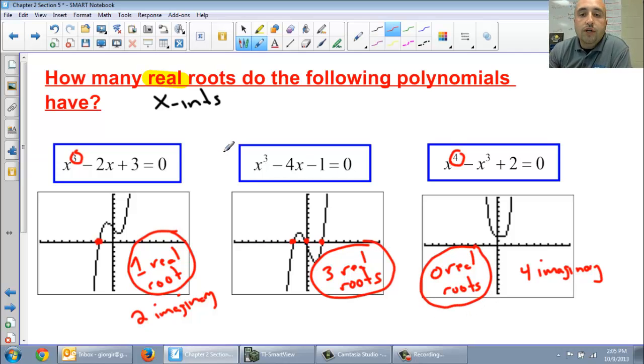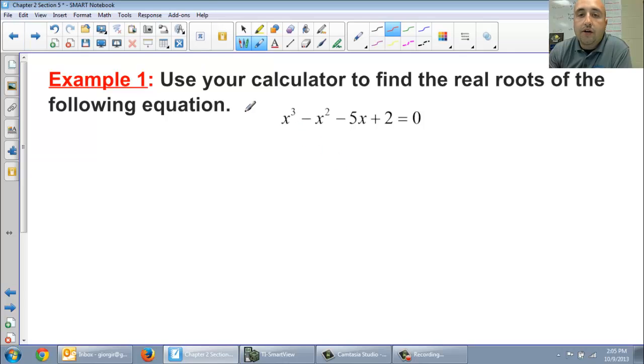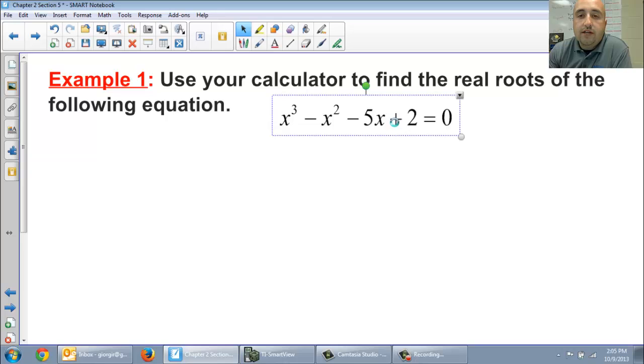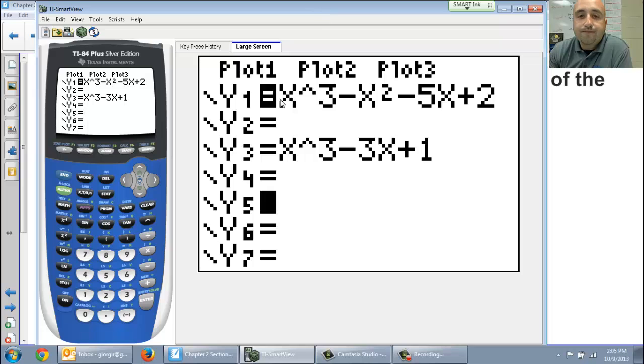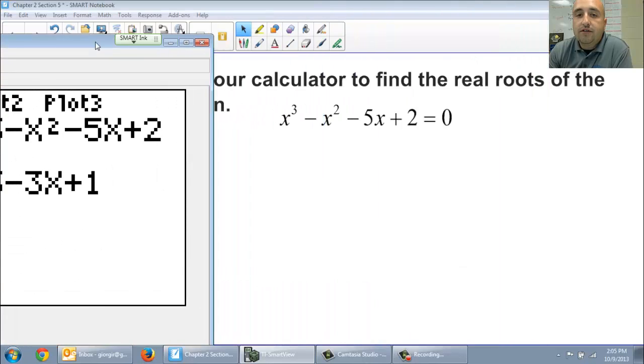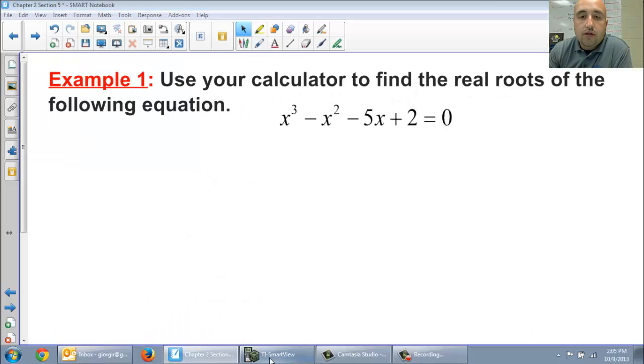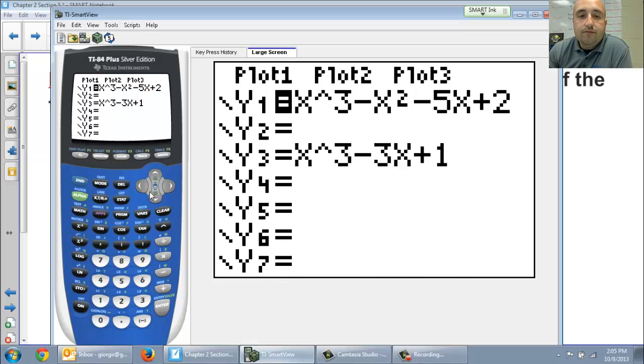Okay? So what we're going to do next is use our calculators to figure out how many roots this equation has. It says, use your calculator to find the real roots of the following equation: x cubed minus x squared minus 5x plus 2 equals 0. So we are going to go to the calculator. Here I have x cubed minus x squared minus 5x plus 2. Let me just make sure that's the correct equation, which it is. Okay, so once you type the equation in, you're going to hit graph.